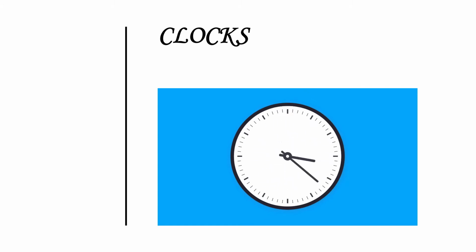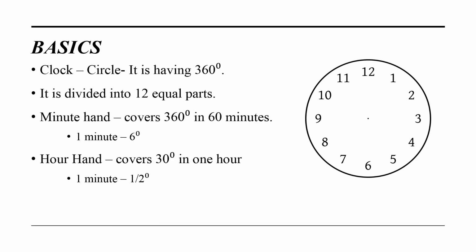In this video, we are going to see some of the problems and tricks that come under the topic clocks. Before moving to the problems, we have to understand the basic concepts in clocks. We already know that a clock is a circle having 360 degrees and it is divided into 12 equal parts. We also know that a clock consists of two hands, that is the hour hand and the minute hand.